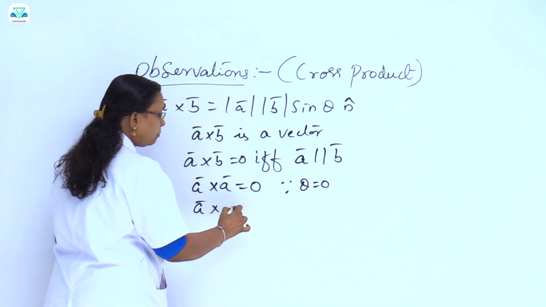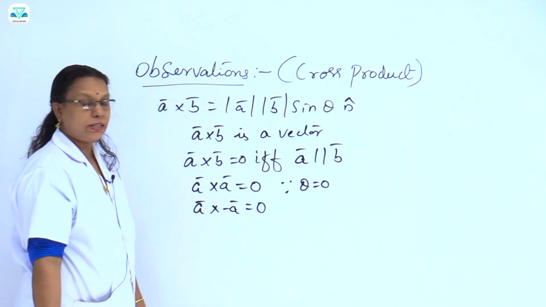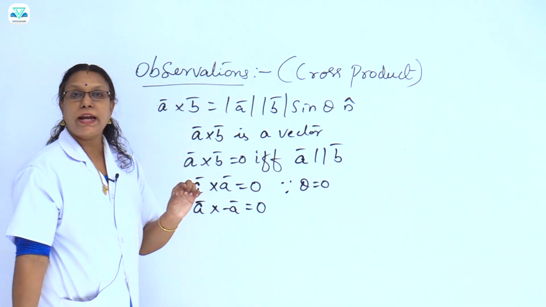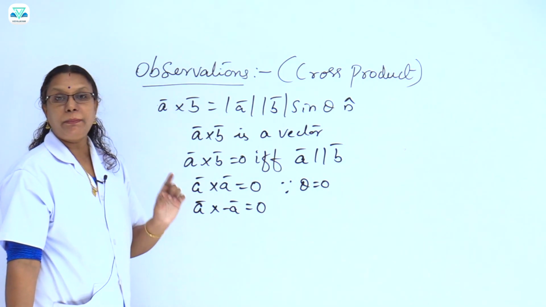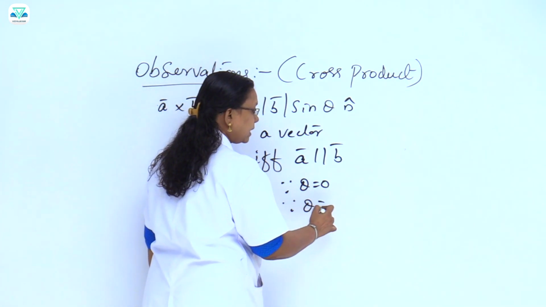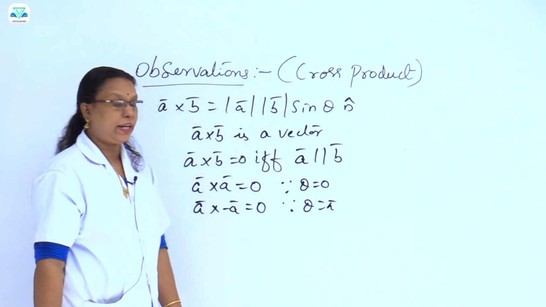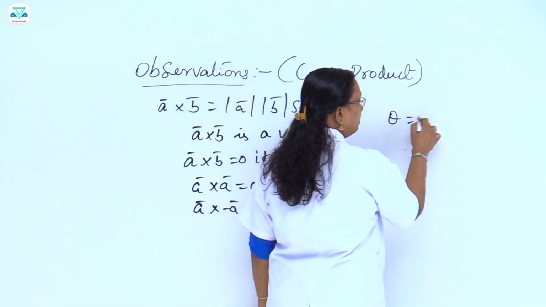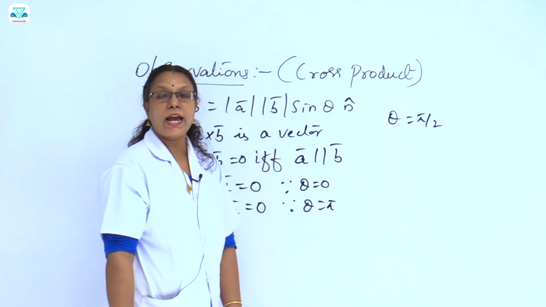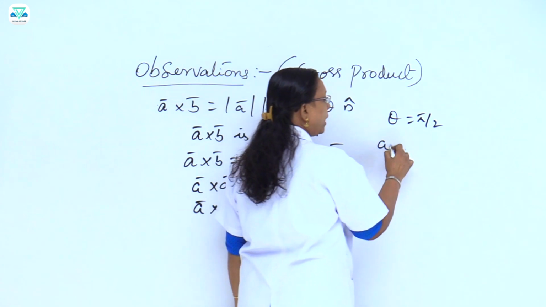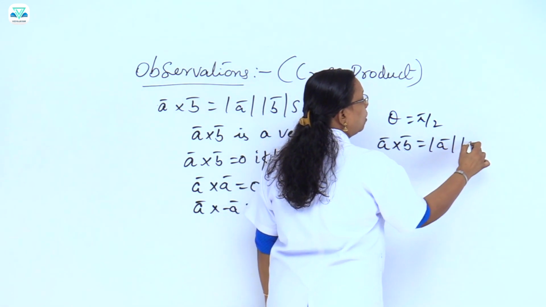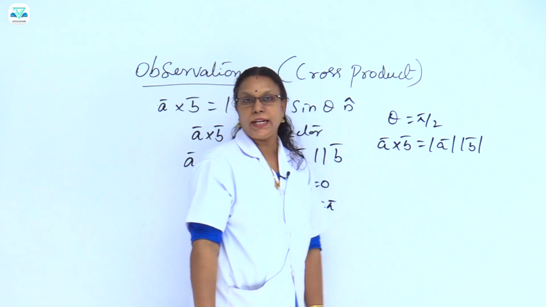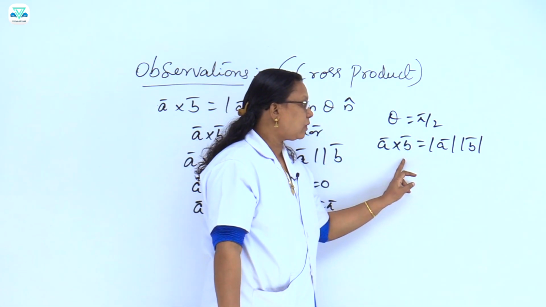Whereas A cross minus A vector is also 0, because A and minus A represent a vector and its negative vector. What is the angle between them? The angle between them is pi. Since in this case theta is equal to pi, sin 180 is 0 again, so A cross minus A is also 0. Now if theta is pi by 2, 90 degrees, that is, if the angle between A and B is 90 degrees, then A cross B is modulus A modulus B into sin 90, which is 1, and n cap. So it will coincide with the n cap vector. So if theta is pi by 2, A cross B is equal to modulus A modulus B n cap.